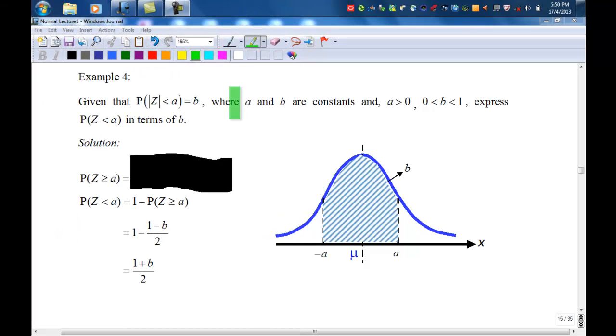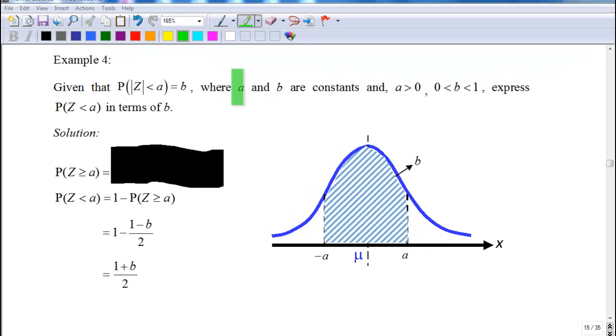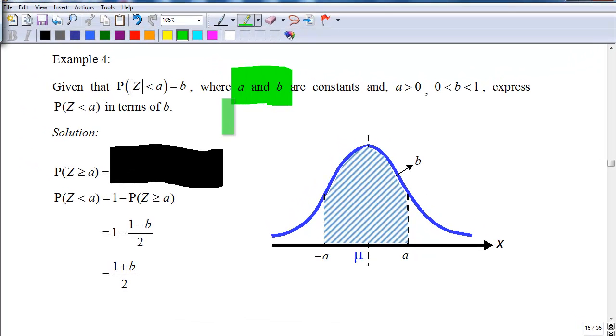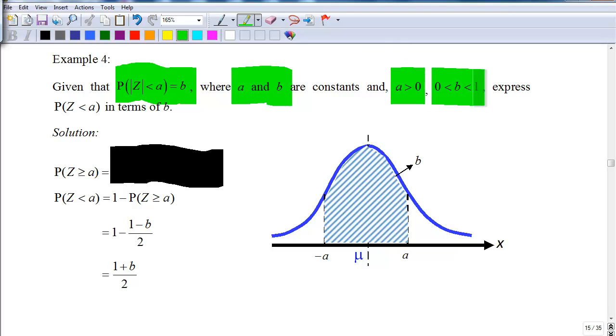Now we look at example 4. Example 4 is very similar to example 3. You have a and b, two constants such that your probability mod z less than a is equal to b. And conditions given are a positive, b between 0 and 1. And you want to express your probability z less than a in terms of b.